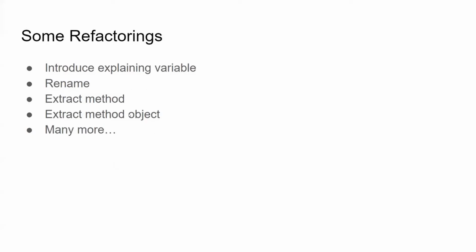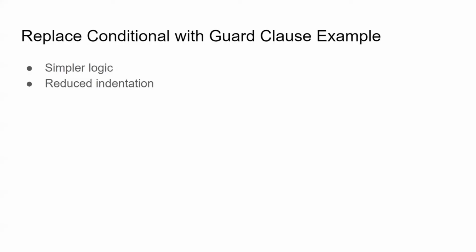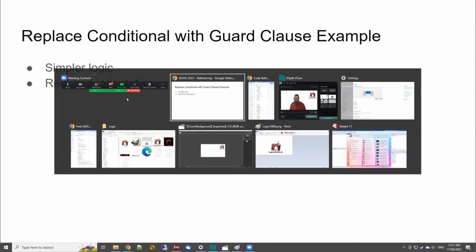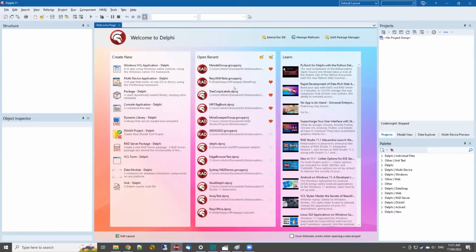I've just listed some basic refactorings here, but we'll be looking at some of these in detail. Our first refactoring we're going to look at is replace conditional with guard clause. So let me swap over to code. Where's Delphi? Right at the end. Okay. So I'll open my ADUG project.